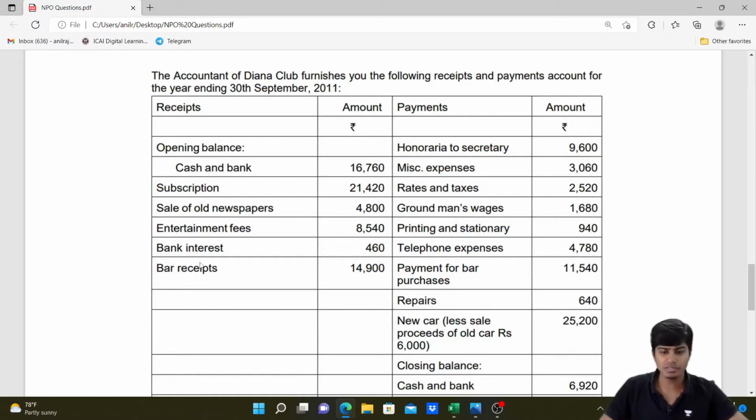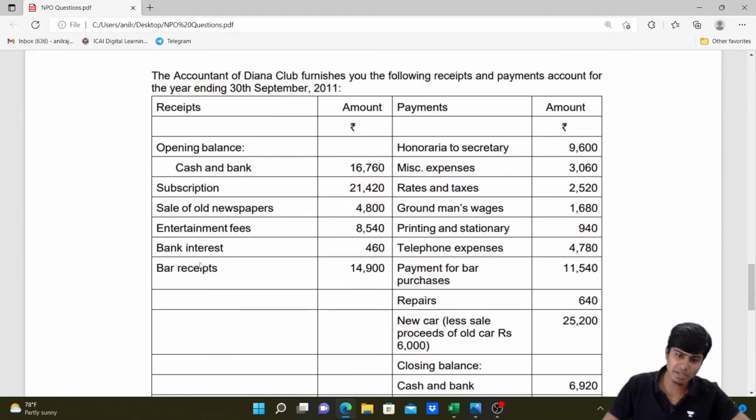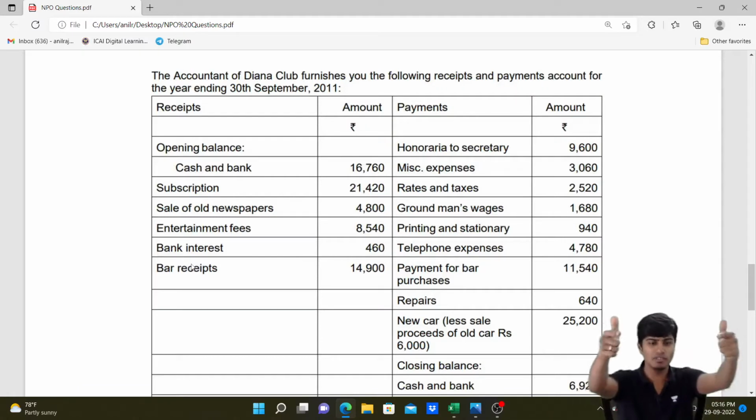So here is the question. This is the first page of the question and the next page of the question. This part is from the ICAI material as well as this part of our study material. This is question number 17 in our material. So let's get started and solve.